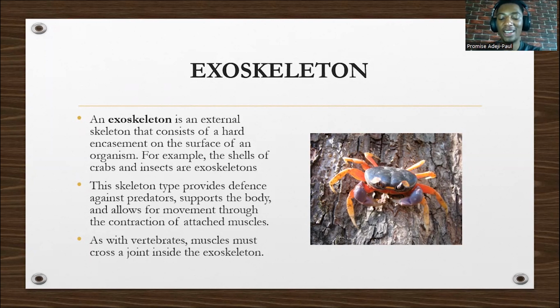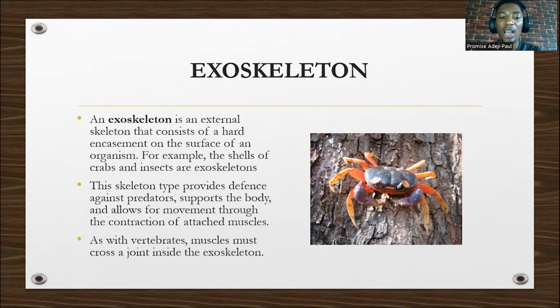If you have ever seen a crab, you can touch the back and see how hard it is. That's the skeleton. Unlike most organisms, whose skeleton is found inside the body, for a crab or many insects, the skeleton is found outside, so we call it an exoskeleton. This skeleton type provides defense against predators. It would be very hard for a predator to put its teeth into the crab and eat it, because the skeleton is hard, protecting the inside of the body.